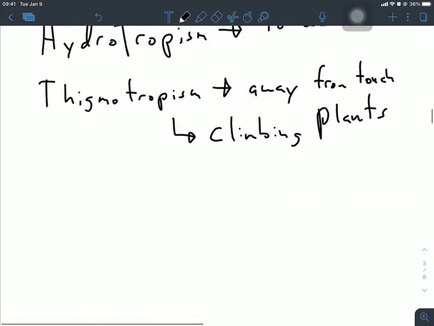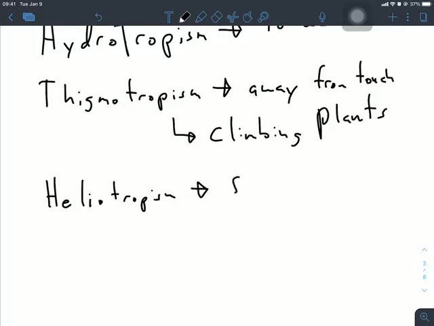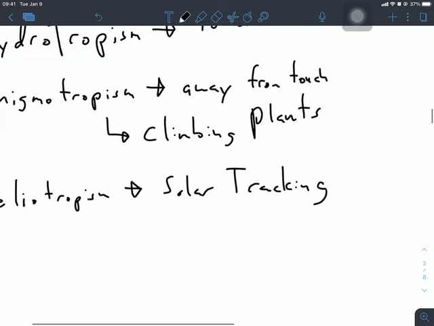We also have heliotropism, which can be somewhat different than phototropism, which is the idea of solar tracking here. This is best observed in some wildflowers that tend to move their heads in the direction of the sun during the day, so they can track the sun's movement throughout the day.